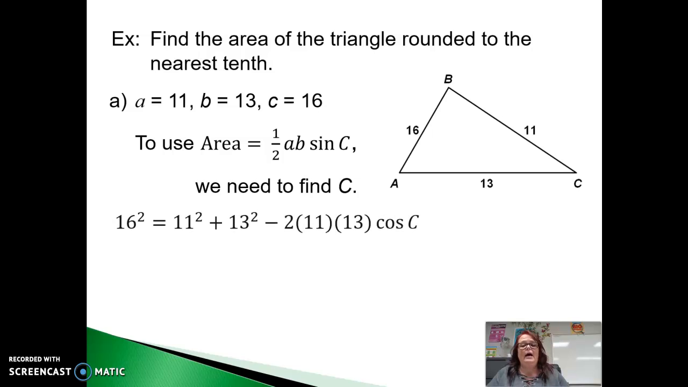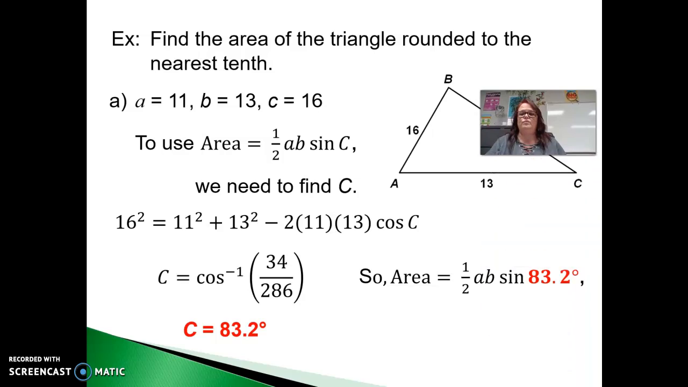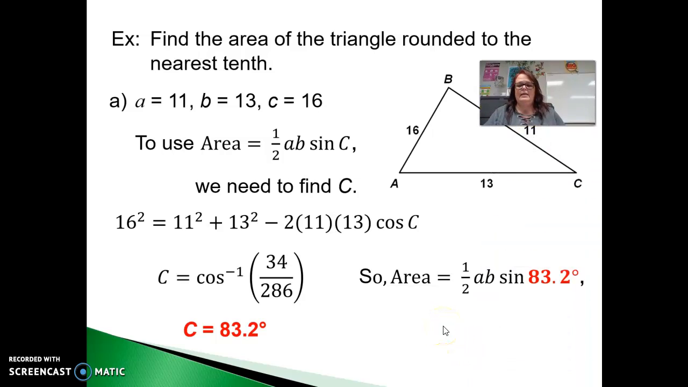In order to find C, I would use the law of cosines, and I would do some work, and I would get that C is 83.2 degrees. And so now I know A is 11, B is 13, and big C is 83.2. If I plug it into that formula, we get the area to be 71.0 units squared. So again, we just found the area of a triangle without finding the height. We found a measure of an angle, and we used that formula.